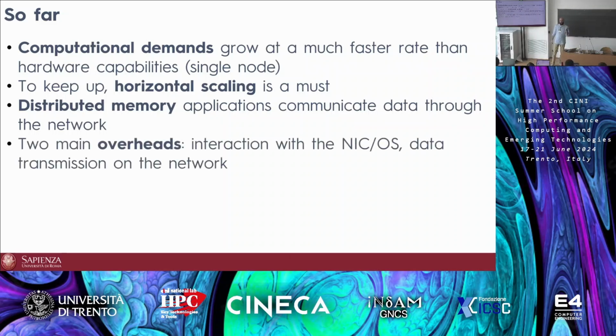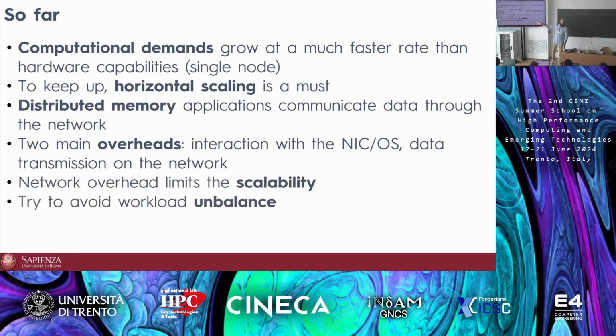And there are two main overheads. The one is interaction with the NIC or the operating system on the single node, just to wrap this data and send it out. And the other one is the actual transmission over the network. And these two overheads limit the scalability that you can get. Okay? And try to avoid unbalancing your workload. So, any questions so far? Okay. So, I'm going to go a little bit more in detail into some of these concepts.